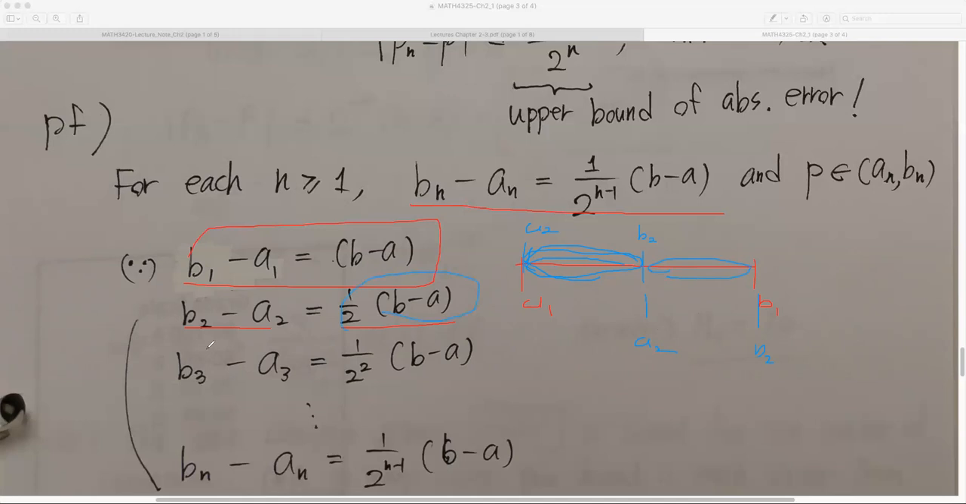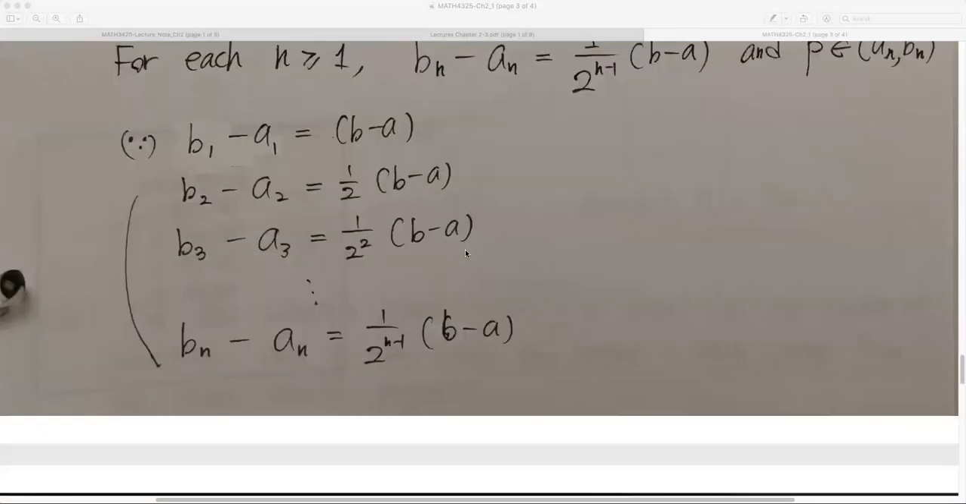Does it make sense? And then now, what? Next step, a3, b3 is going to be what? Half of the interval a2 b2. So this is 1 over 2 squared. So in doing this, b minus a is going to be what? 1 over 2 to the n minus 1 times b minus a. That makes sense, right?